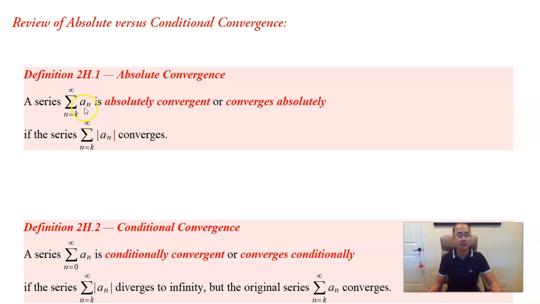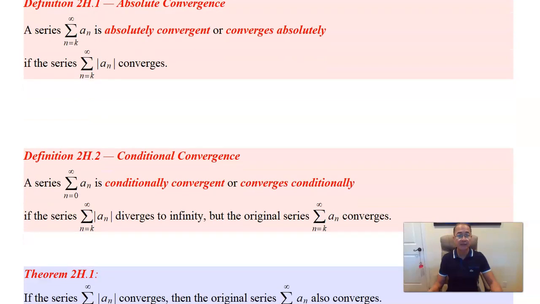So we can start out with an alternating series, let's say, or a series more generally where some terms are positive, some are negative. Turn all of the terms positive by taking their absolute values. Check out that series, see if it converges. If yes, then the series is absolutely convergent.